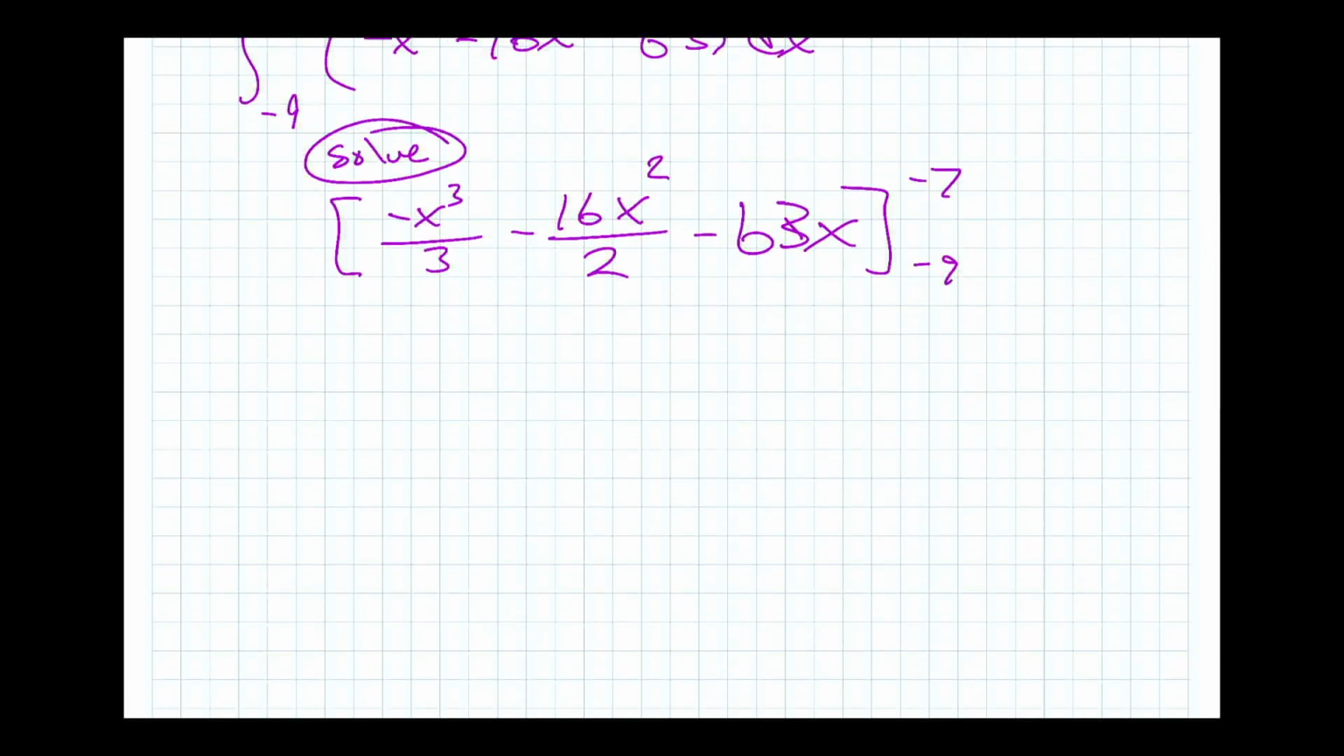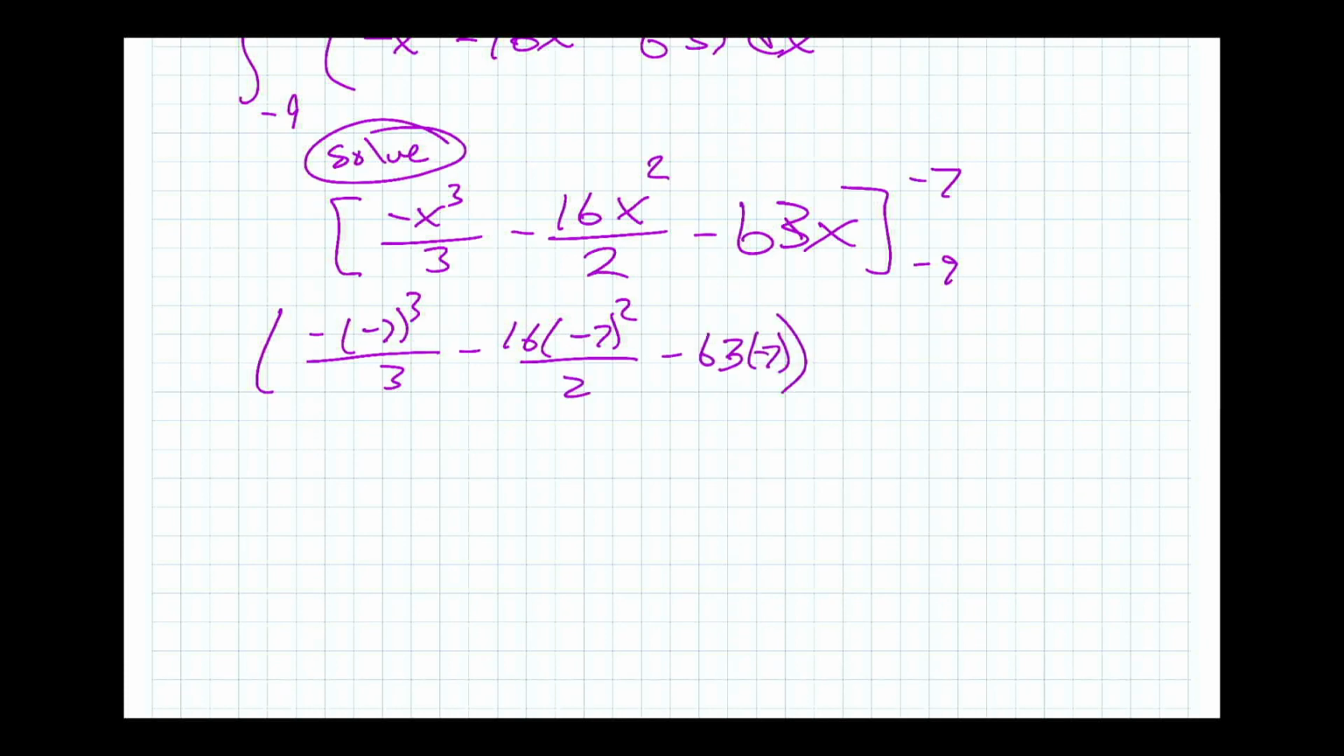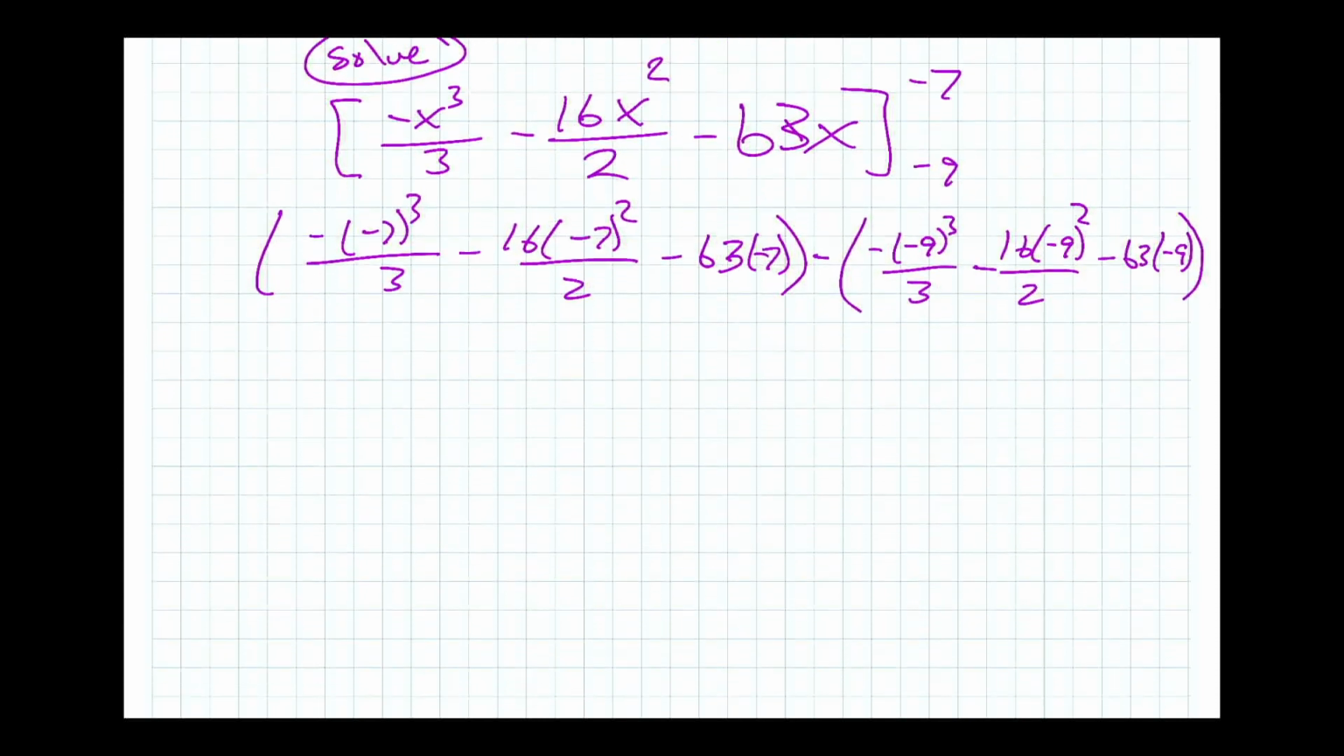So you put in the -7 first. -7 cubed over 3 minus 16 times -7 squared over 2 minus 63 times -7, minus all the same stuff but with 9s: minus 9 cubed over 3 minus 16 times 9 squared over 2 minus 63 times -9. And we have to work this all out. It's a little bit tedious. I guess all of them are, but let's see here.